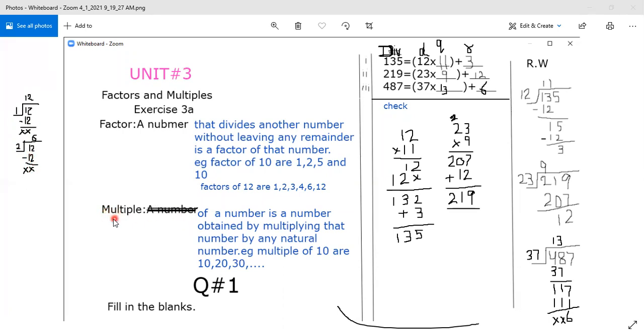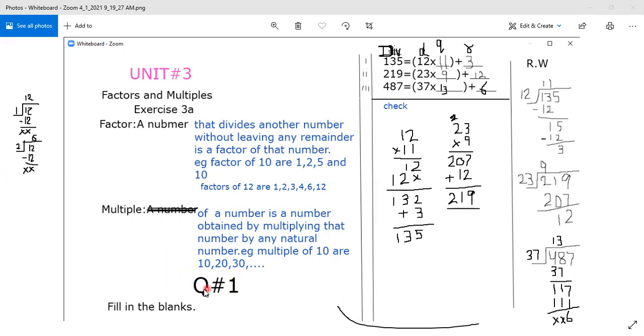Now let's understand multiples. A multiple of a number is a number obtained by multiplying that number by another natural number. This is the definition. For example, multiples of 10 are 10, 20, 30, 40, 50 and so on. Similarly, the multiples of 2 are 2, 4, 6, 8, 10 and 12 and so on.